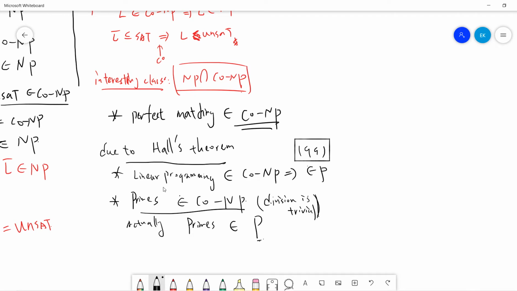And the second thing is that linear programming is actually in coNP, and I think in 1991 one could prove that linear programming is in P.